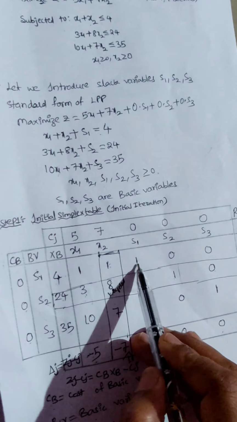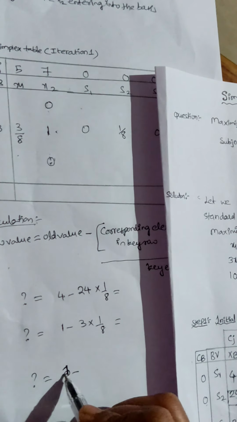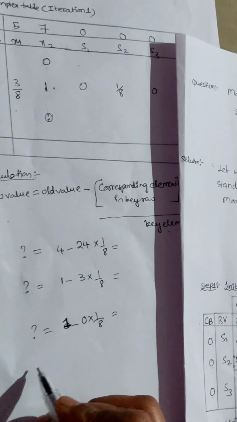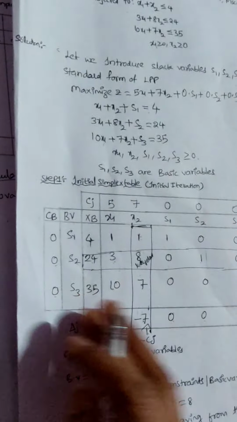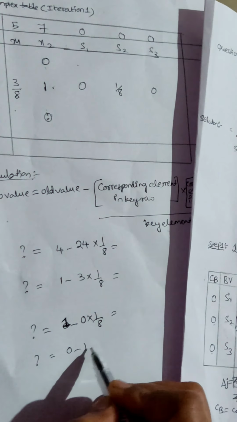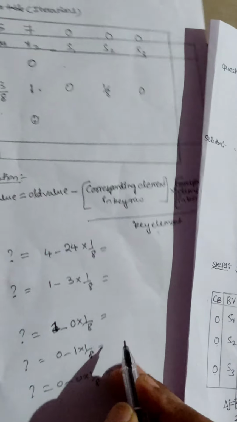Okay, let me do this first, that is 1 minus 0 into 1 by 8, how much? Next for this, 0 minus 1 into 1 by 8, and last, 0 minus 0 into 1 by 8 is equal to how much?